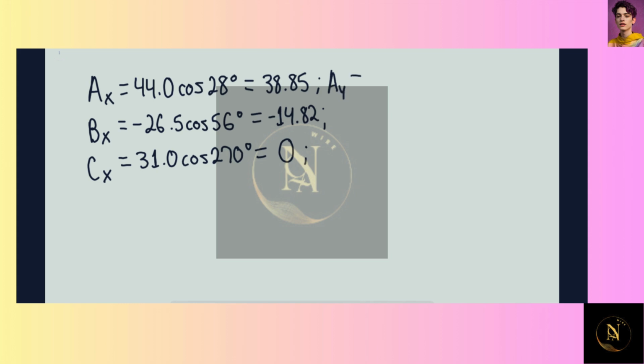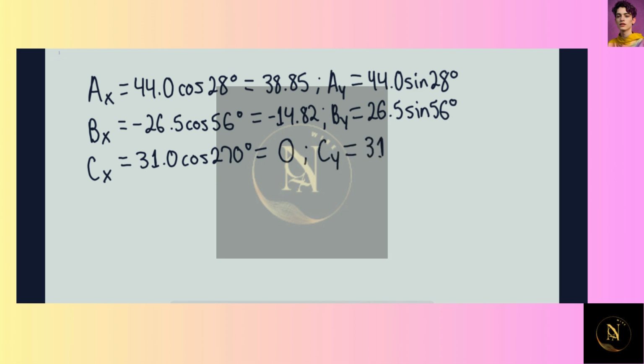A sub y is going to be 44.0 sine of 28 degrees. B sub y would be equal to 26.5 sine of 56 degrees. And C sub y would equal 31.0 sine of 270 degrees. We can automatically say that this is going to be negative 31.0. This is going to be 21.97. And this is equaling 20.66.